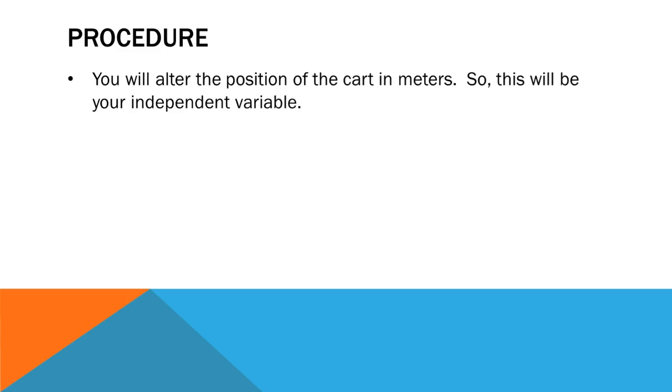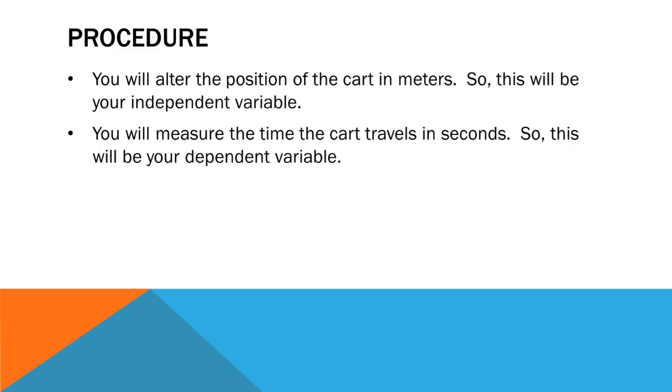As far as the procedures for our lab, we're going to be deciding on 5 different positions in meters. So this will be our independent variable. We'll be dropping our cart from these 5 different distances, allowing them to roll down the inclined plane. The sensor will be measuring time in seconds. This will be our dependent variable.